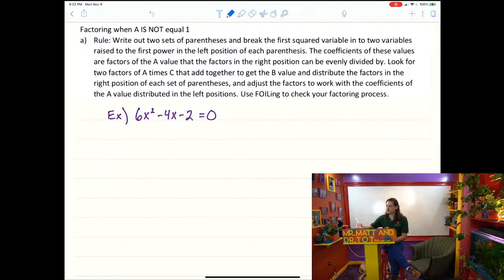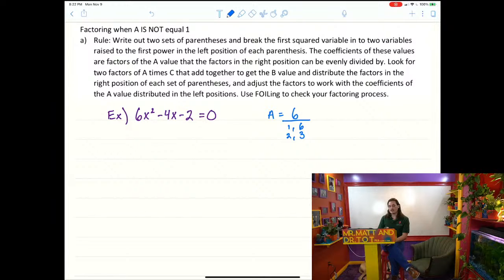So first of all, I'm going to examine two things. I'm going to get a list of factors of a. a is 6, so my factors are 1 and 6, 2 and 3. Notice that my bottom pair of factors are consecutive, so I know I have all the factors there.